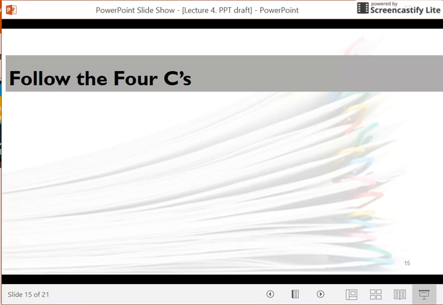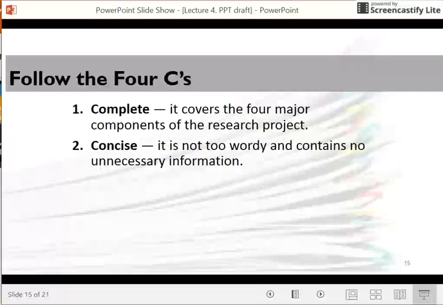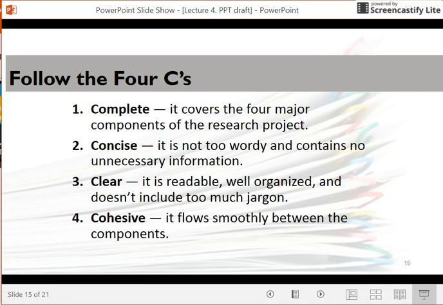As you're writing, follow the 4 C's. Be complete. Make sure you cover the 4 major components that we've reviewed. Be concise. Make sure it's not too wordy, and make sure it does not contain unnecessary information. Be clear. Make sure it's readable and well organized. And finally, be cohesive. It should flow smoothly between the components.